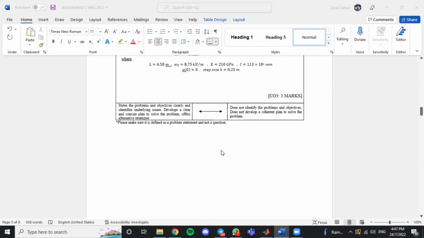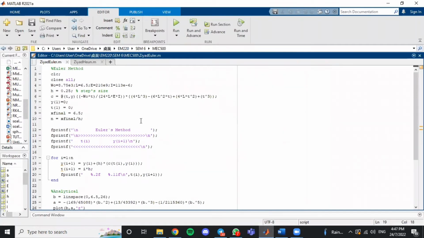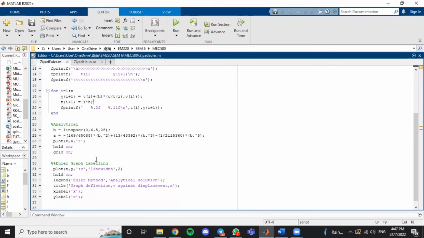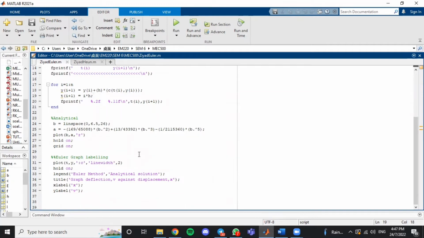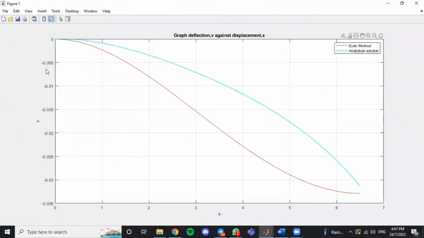So in this assignment, we choose two methods to use, which are Euler's and Heun's method. So this is Euler's method, and this is the variable used, the step size, and the loop for Euler's iteration. And this is the coding for the graph of the analytical solution, and this is the Euler's graph labeling. So as you can see, when we use Euler's method, this is the graph of deflection V against displacement X.